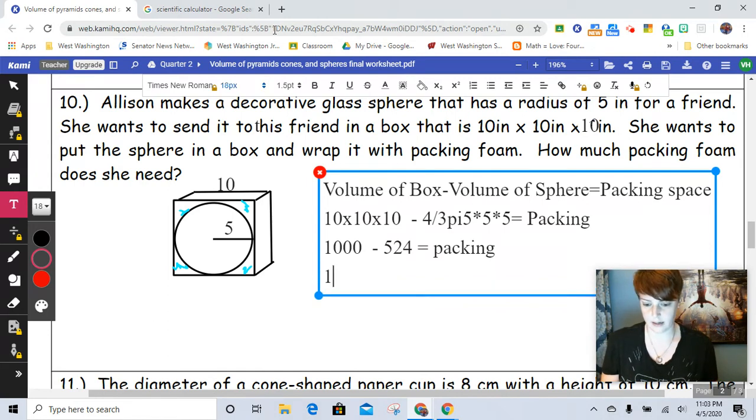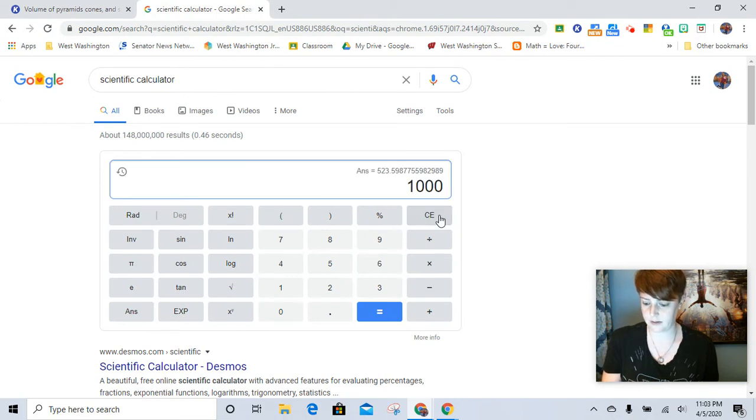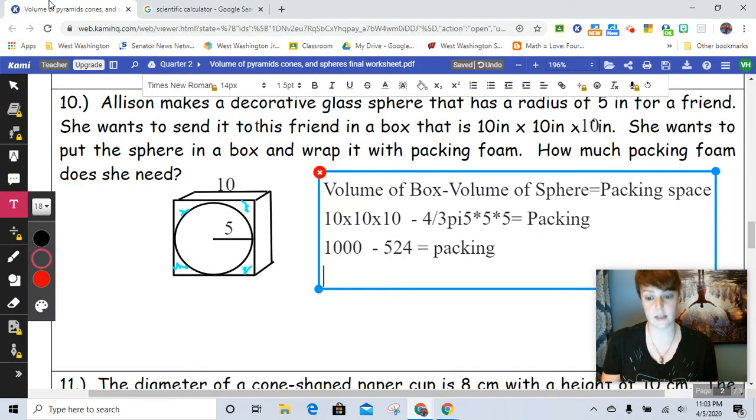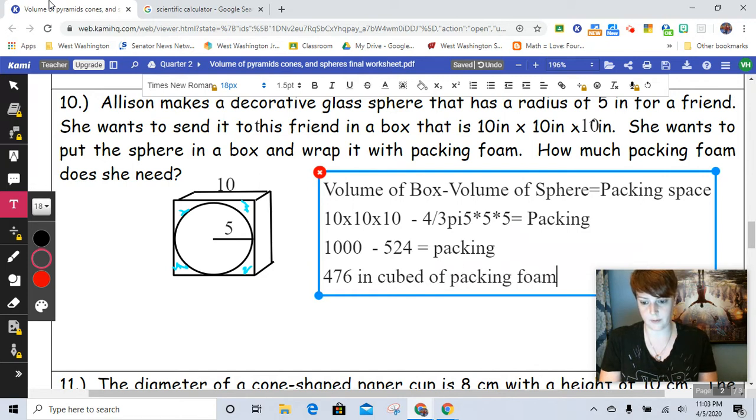And so 1,000, oh, you know what? Let's just go back over here. Clear it all out. 1,000 minus 524 is 476. And that is in cubic inches, yes. Inches cubed of packing foam. So packing peanuts, whatever. All right. That's how we do this one.